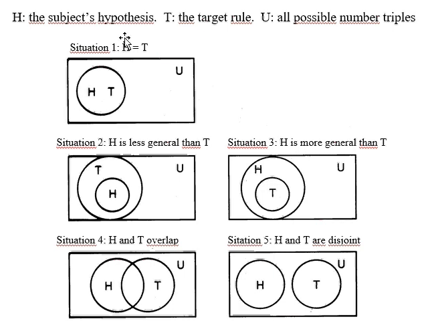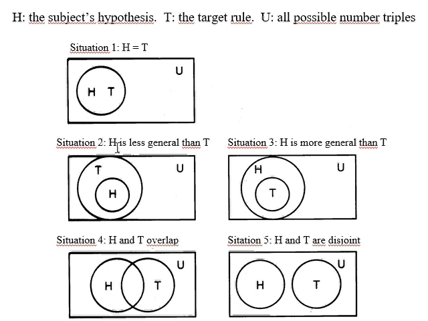It might be that the hypothesis you have developed is actually the true hypothesis. So in the hypothesis space, that would mean they are identical sets. And so H is a subject's hypothesis, T is the target rule, the rule that the experimenter has used to generate the numbers, and U is all possible number triples, of which there are, of course, infinitely many. And so this is then all the other triples.